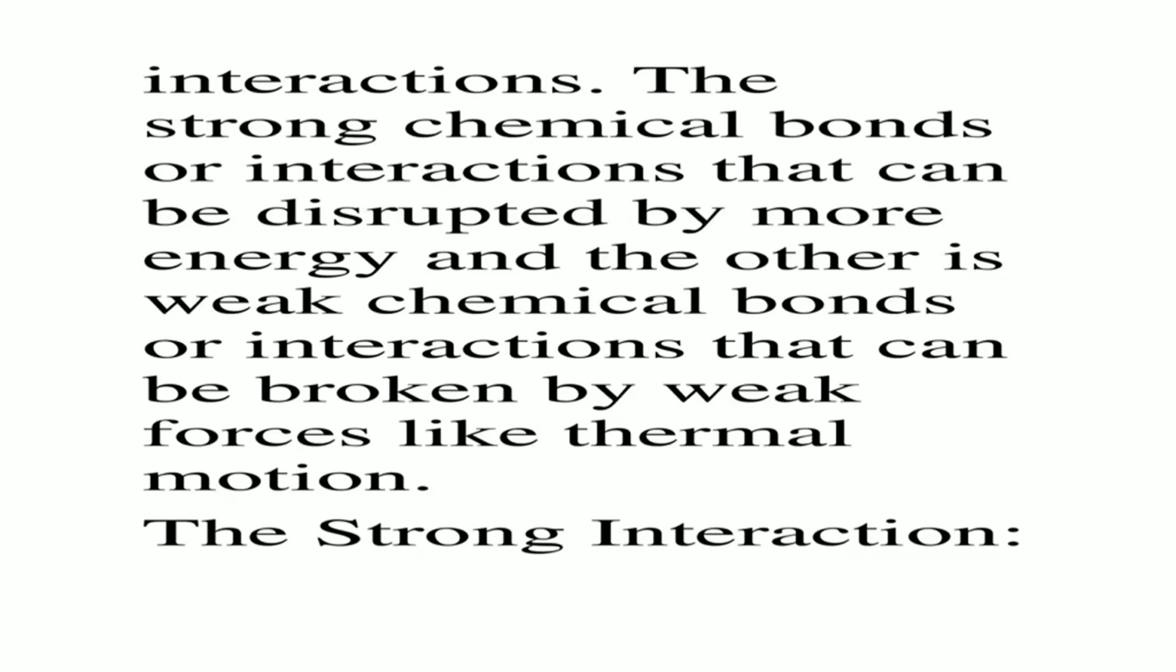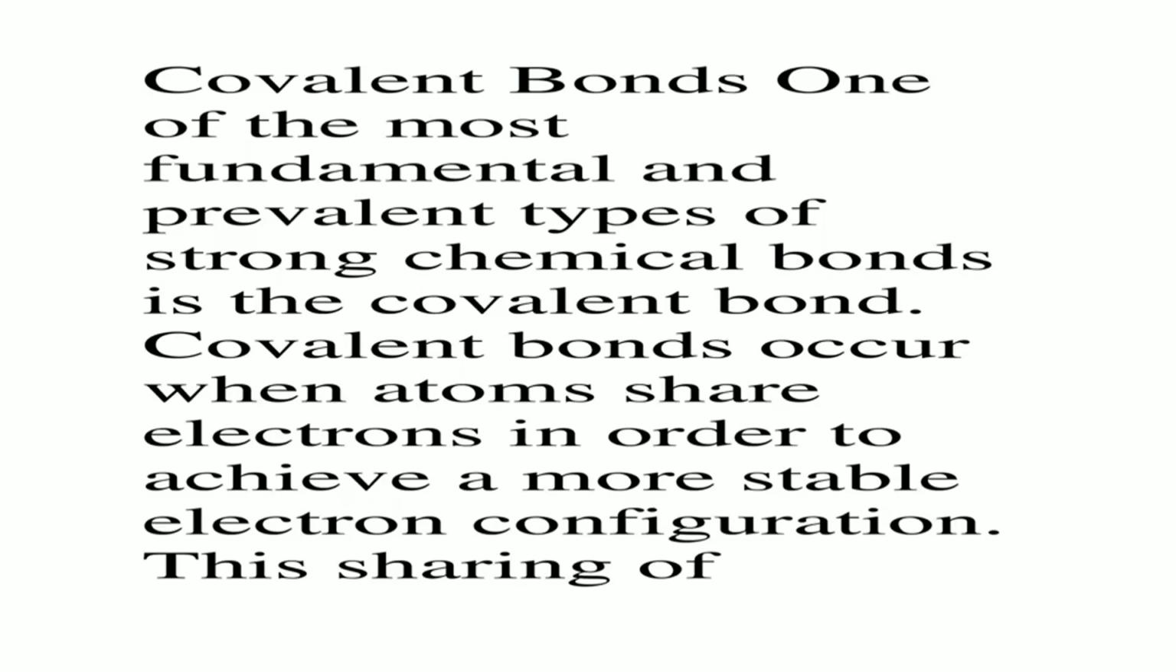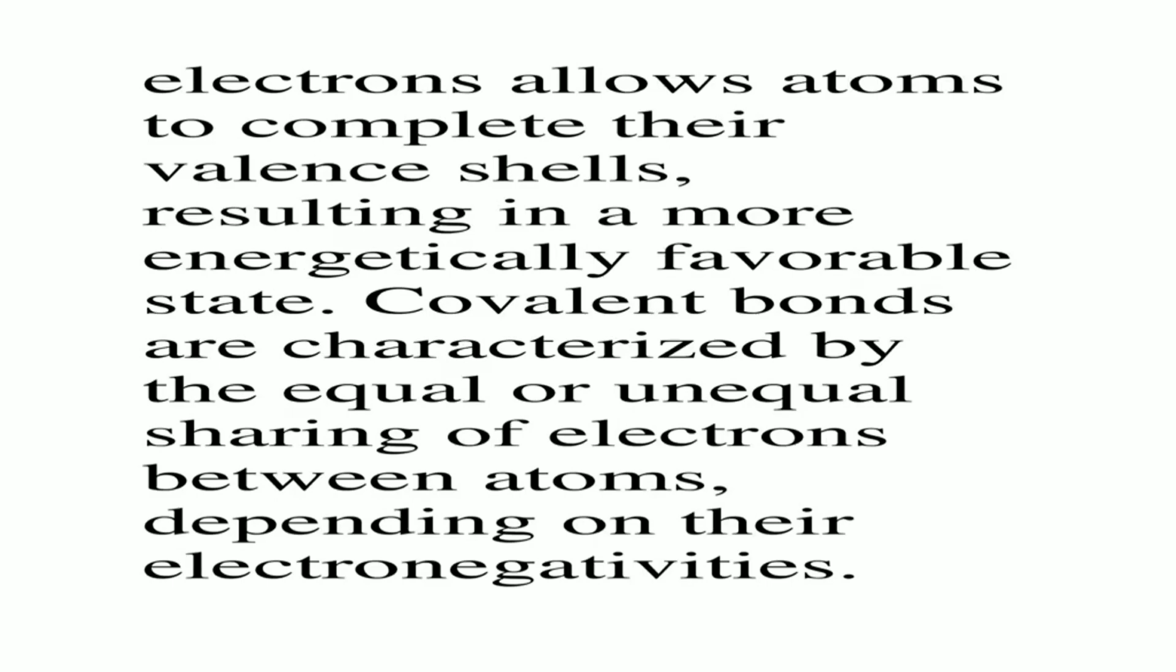The strong interaction. Covalent bonds. One of the most fundamental and prevalent types of strong chemical bonds is the covalent bond. Covalent bonds occur when atoms share electrons in order to achieve a more stable electron configuration. This sharing of electrons allows atoms to complete their valence shells, resulting in a more energetically favorable state.